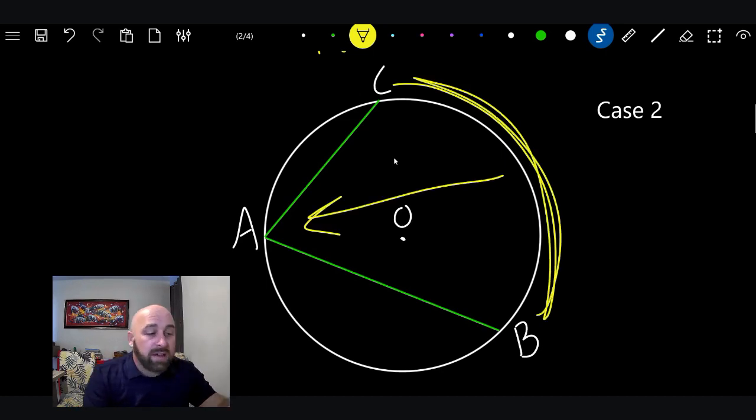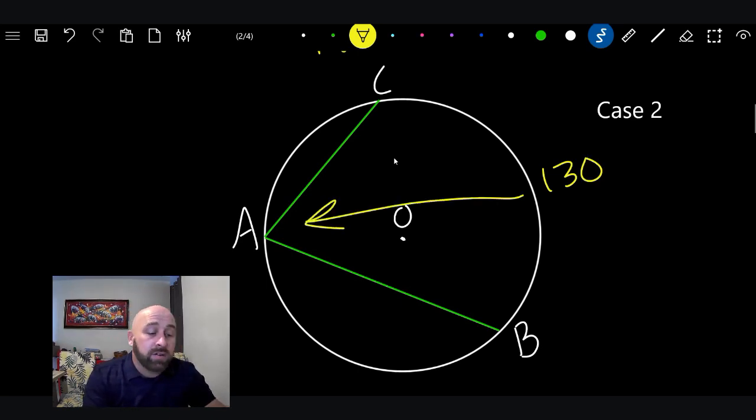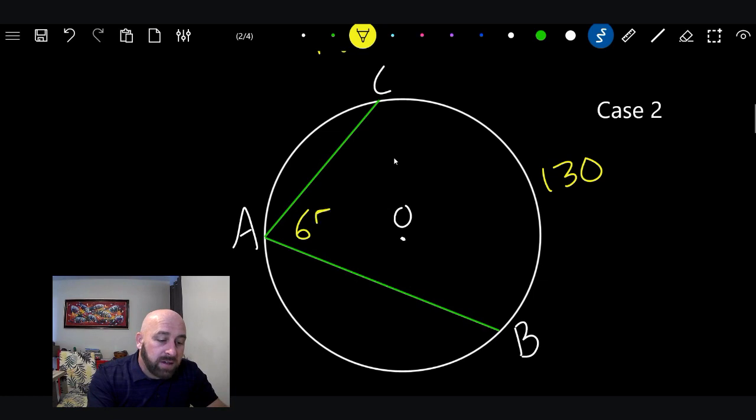is 1/2 of the arc degree. So let's just give you an arc degree. Let's say that this arc degree is 130, okay? So what is the angle degree? If the arc degree is 130, well, it's half of 130. What's half of 130? I think it's 65, all right? If it's not 65, then you need to find a new math teacher, okay, because he messed up. So half of 130 is 65.